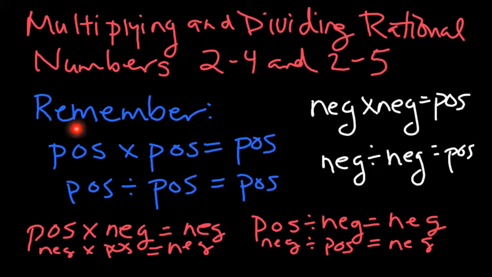If they're the same, when you're multiplying and dividing, the answer is positive. If they're different, the answer is negative. Keep those rules in mind.